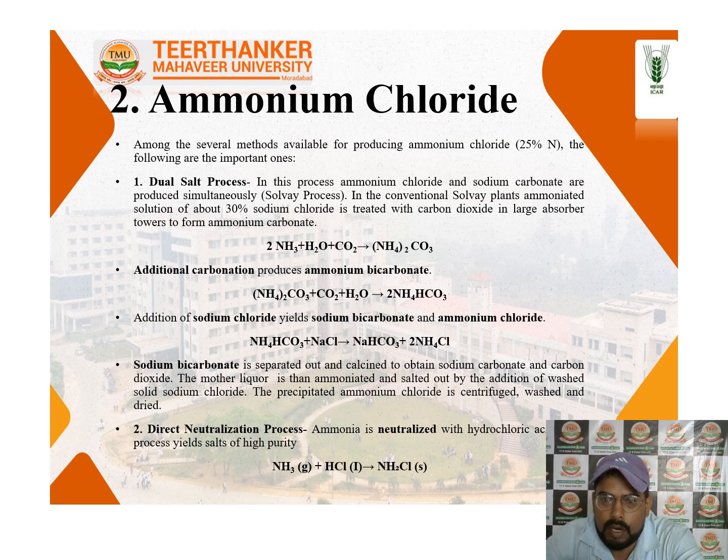Next is ammonium chloride. Ammonium chloride has a nitrogen content of 25%, more than ammonium sulfate. Then there are different types of processes. First, the dual salt process. The dual salt process produces ammonium chloride and sodium carbonate simultaneously in a solvent process.